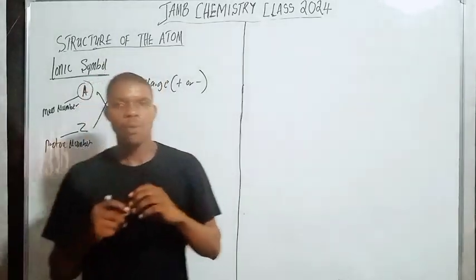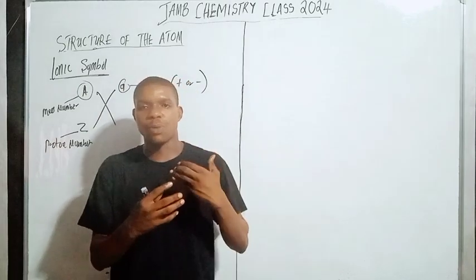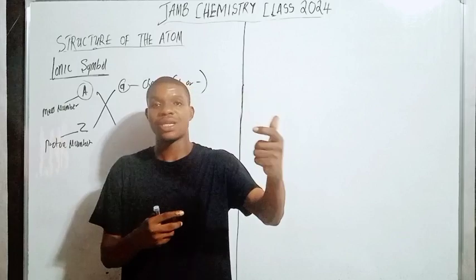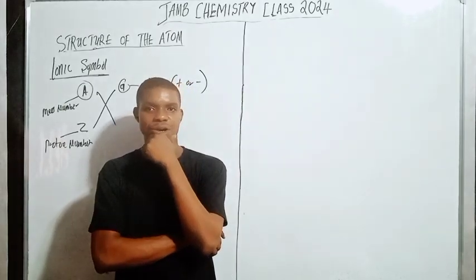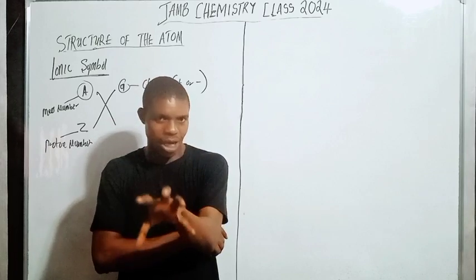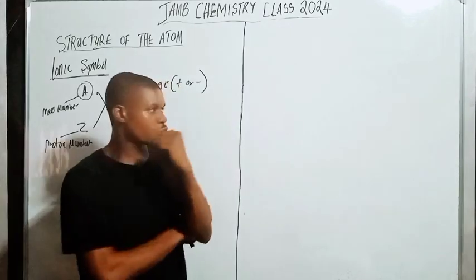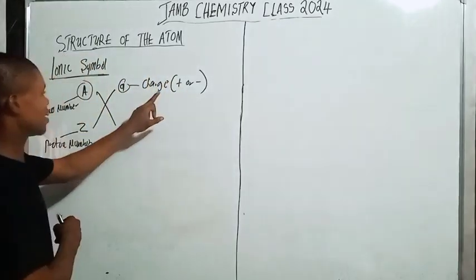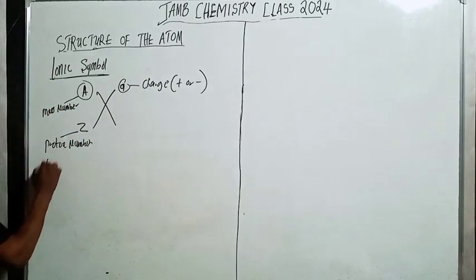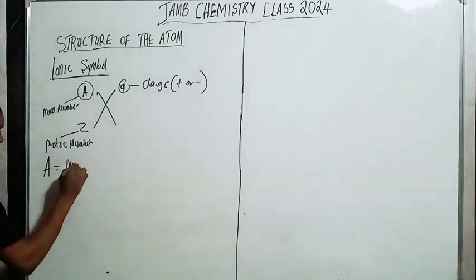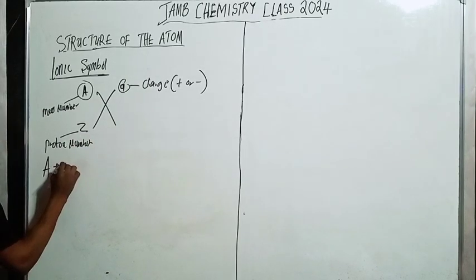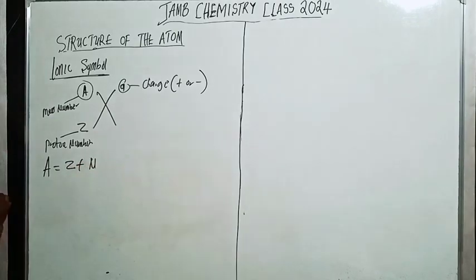So when an atom loses an electron, it forms a positive charge. When there's a gain of electron, it forms a negative charge, which I'm going to explain to you now. Don't worry. So now this charge you are seeing here, this A. Remember, A is the mass number, right? Which is Z plus N, right?